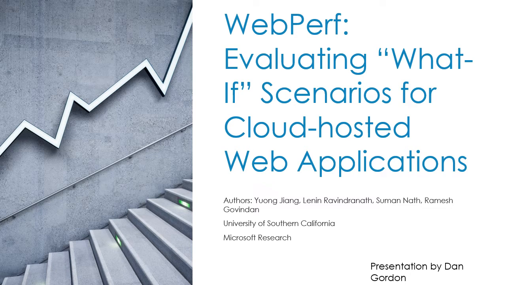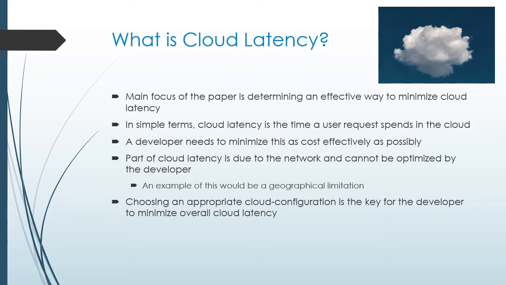The name of the paper is WebPerf, Evaluating What-If Scenarios for Cloud-Hosted Web Applications. Authors are Young Jiang, Lenin Ravindranath, Suman Nath, and Ramesh Govindan. The main focus of the paper is cloud latency, so that's where we will start.